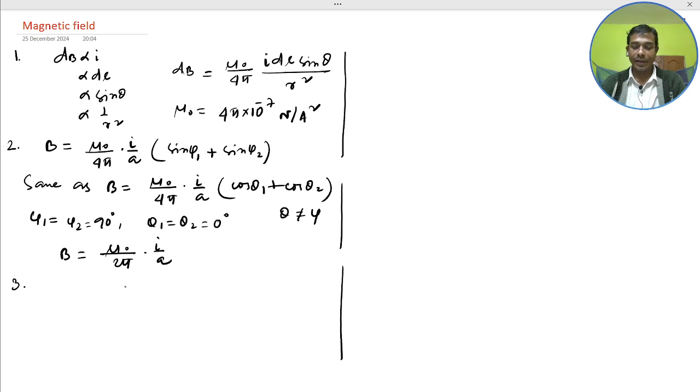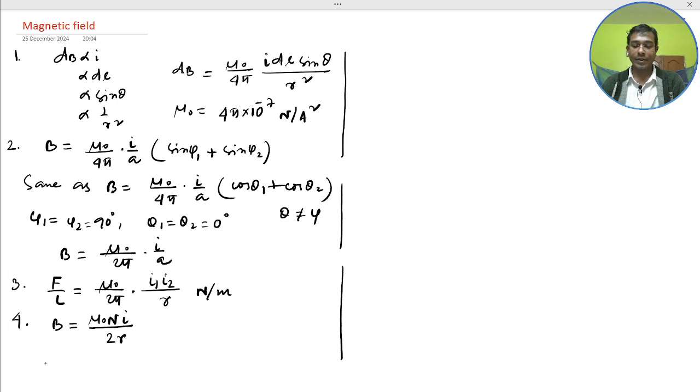Next one, force between two parallel current carrying conductors is written as F by L equal to mu naught by 2 pi, I1 I2 by R, Newton per meter. Magnetic field at the center of a circular current carrying coil, for a circular coil of N turns, is written as the magnetic field B equal to mu naught N I divided by 2R.